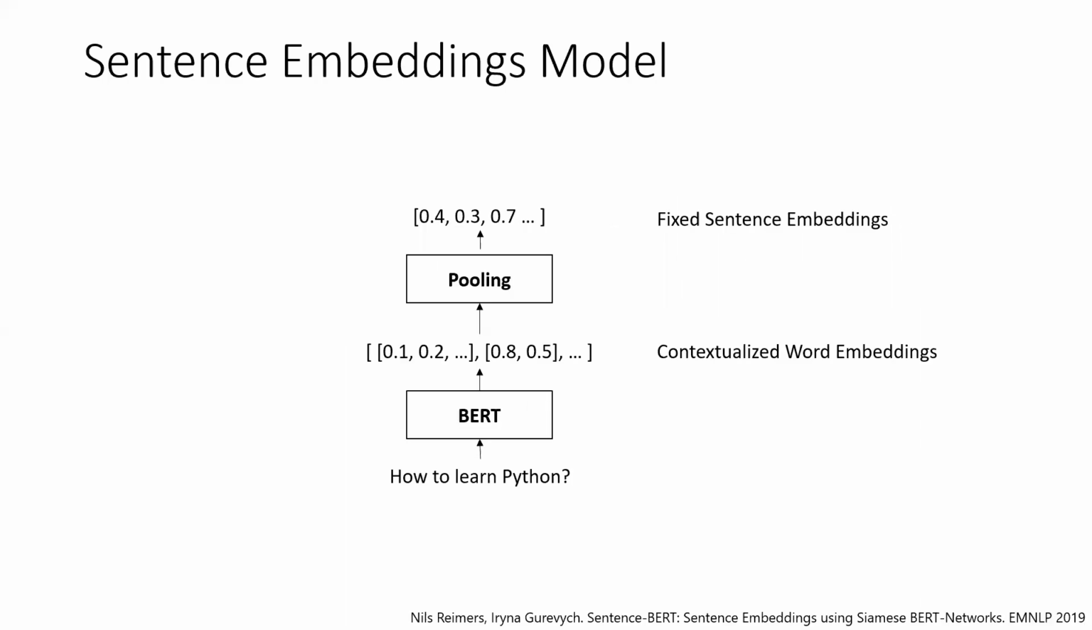So first of all, how can you use transformers for sentence embeddings? The approach is quite easy. You take the input sentence, for example, how to learn Python, you pass it through BERT, and BERT gives you contextualized word embeddings. Then, based on these, you have some pooling operation. For example, this can be a mean pooling, where you take the mean of all the word embeddings. This gives you a fixed size sentence embedding. If you take standard BERT, you have a 768 dimensional output vector.